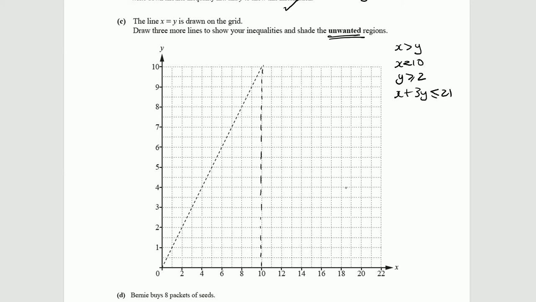To deal with the Y is equal to or greater than 2, I would first of all draw Y equals 2. This would be a solid line because I've got the or equals to. I'm interested in what's above it, so I would shade what's below it.